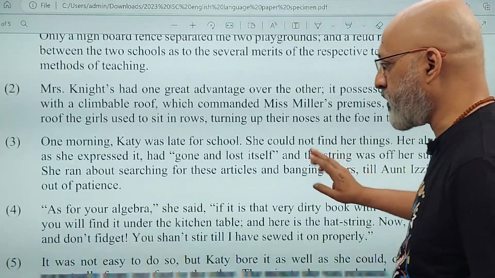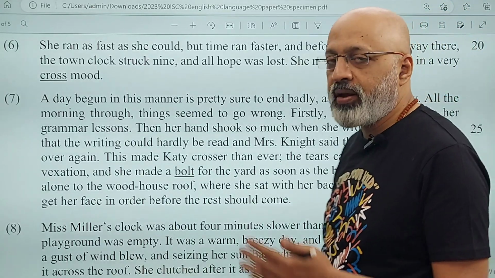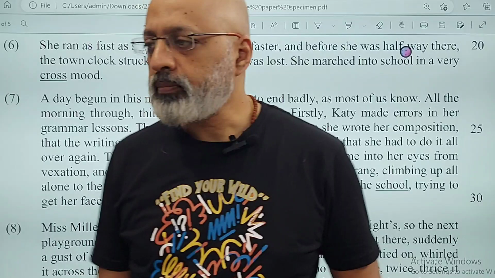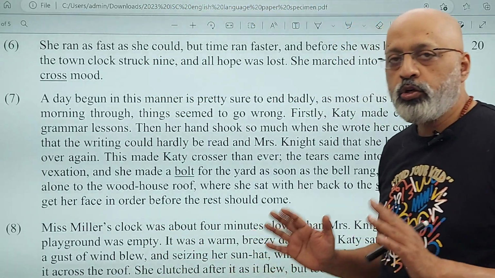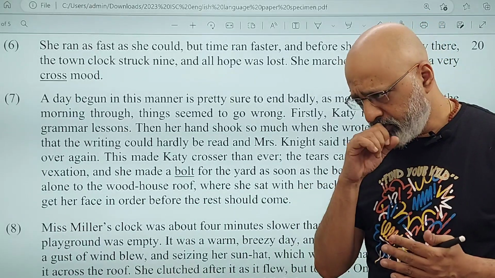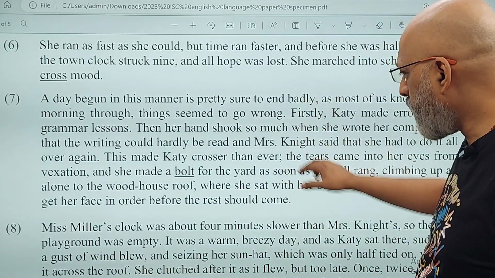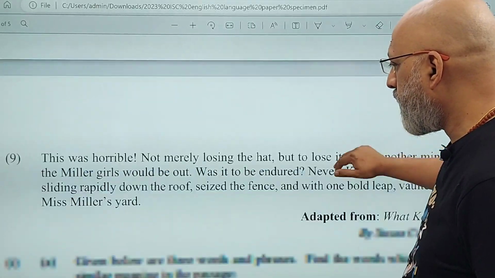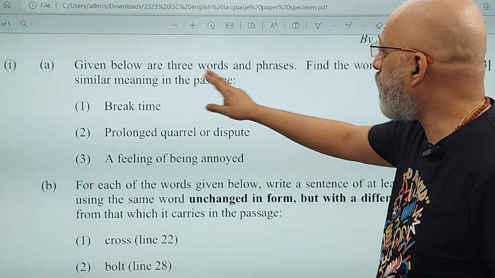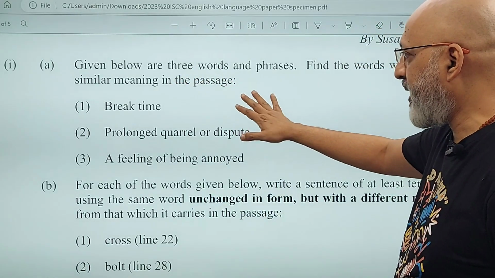Now we come to the comprehension. Now as far as comprehension is concerned, my advice to you would be, I will tell that during the time management part of it, how you should do it, but you should give it at least 3 good readings. Okay, 2 of them in the first 15 minutes of reading time itself. Now, इसमें one of the questions that is given is: given below are 3 words and phrases. Find the words which have a similar meaning in the passage.